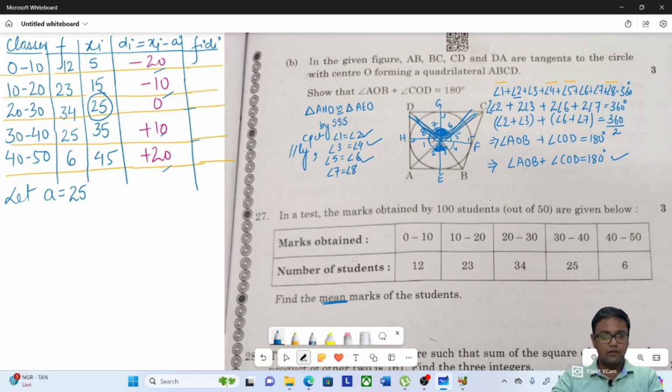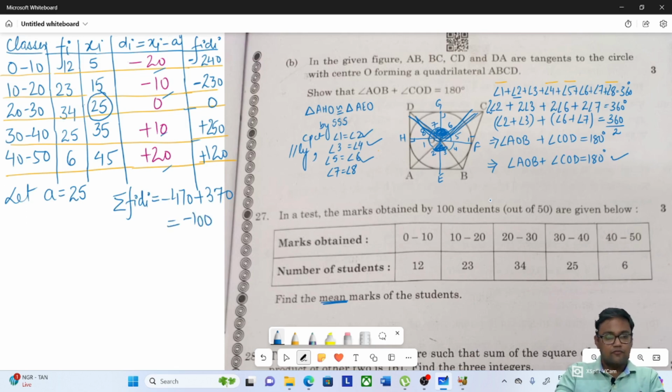So what is FiDi? 12 twos are 24, but that is in negative. 23 tens is 230, but that is in negative. 34 zeros is 0. You multiply the column values in the frequency column with the values in the deviations column. So 25 tens is 250, but it is positive now, and 6 into 20 is 120, positive now. So the summation of frequencies multiplied by the deviation is minus 470 plus 370, that is minus 100.